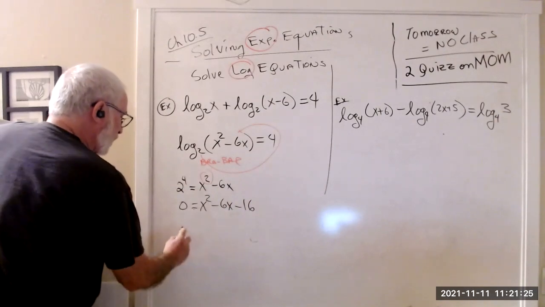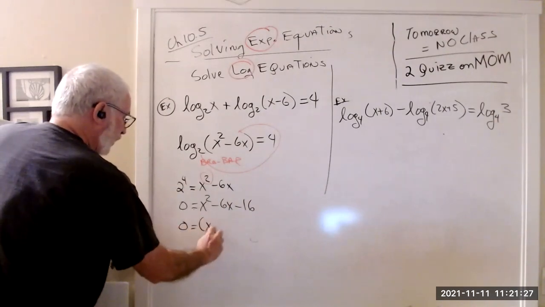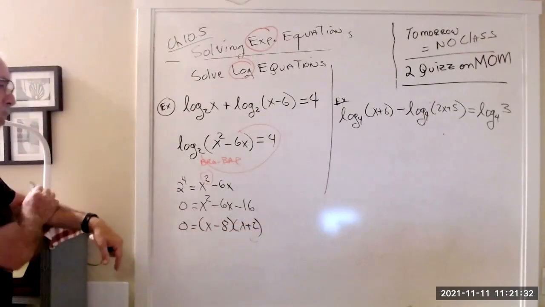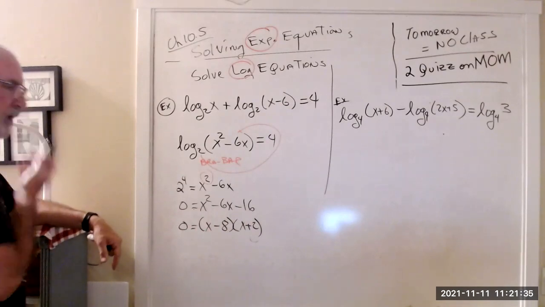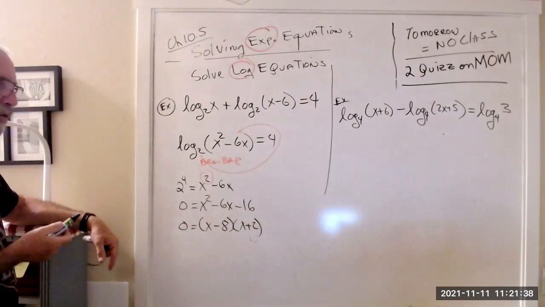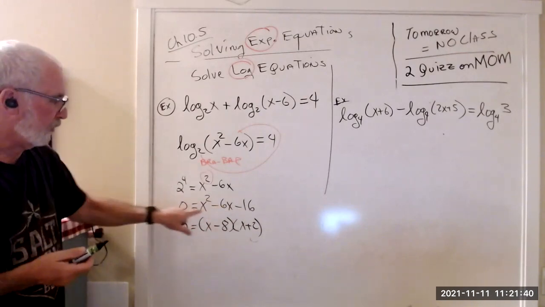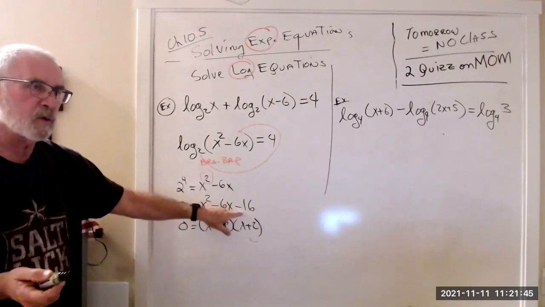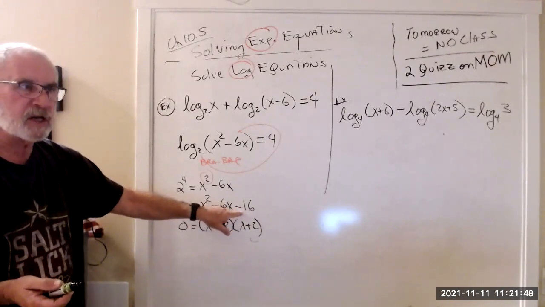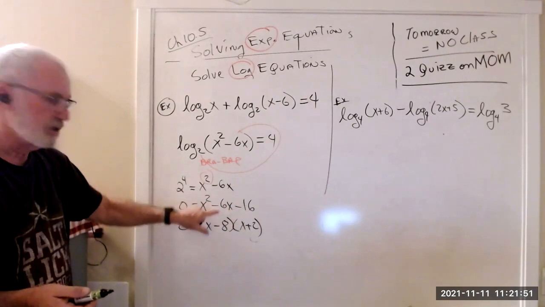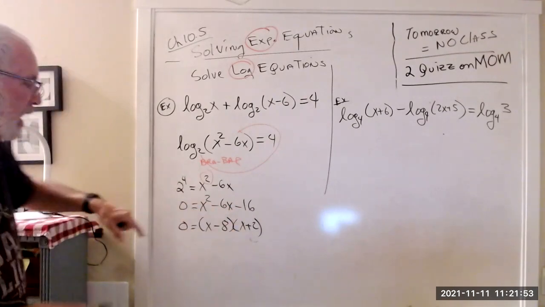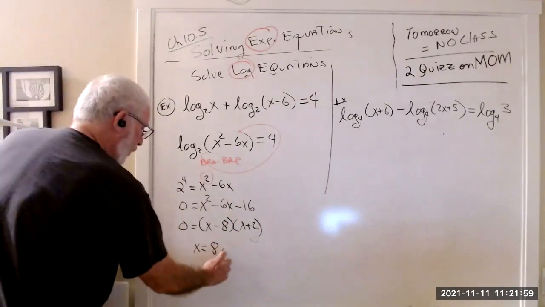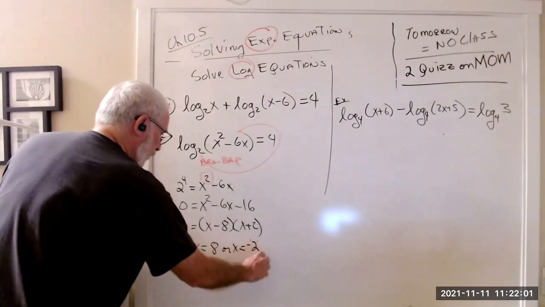Using the AC, this factors as x minus 8, x plus 2. Again, I'm skipping steps, but I'll be happy to show you how I did it. But again, this factors. AC is negative 16. So what times what multiplies to negative 16 and adds to negative 6? Negative 8, positive 2. And this gets us our answer of either x equals 8 or x equals -2.